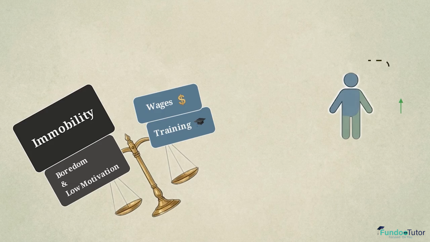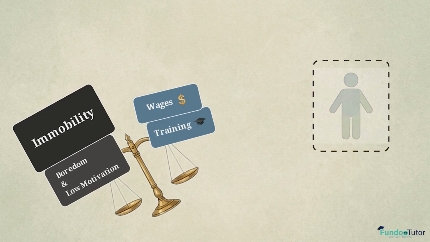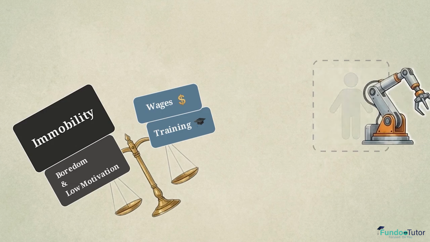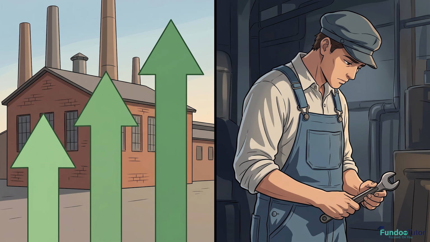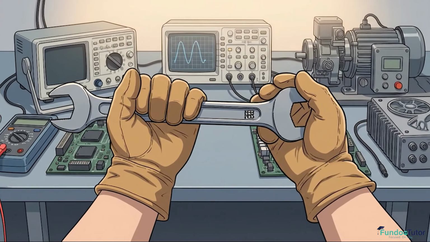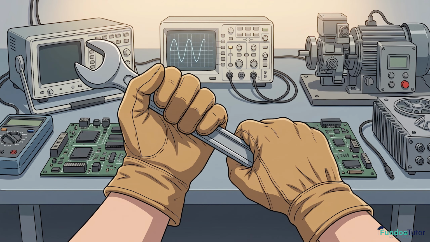It also limits their skill set, leading to what economists call occupational immobility. Because these workers only know one small part of the process, they become highly vulnerable if a machine eventually replaces their specific job. While the firm gains efficiency, the worker faces a trade-off, a job that is easy to learn today, but leaves them with fewer skills for the future.